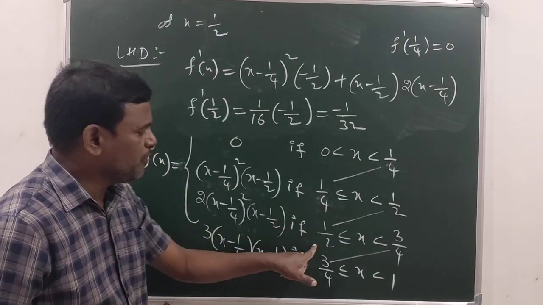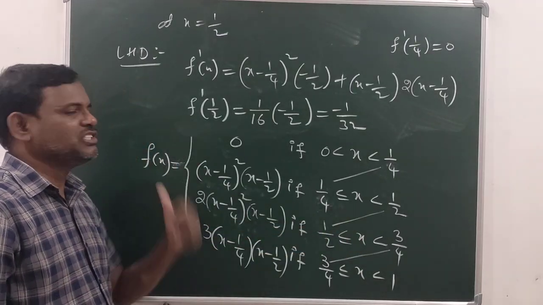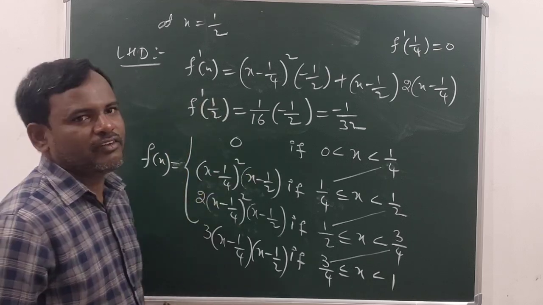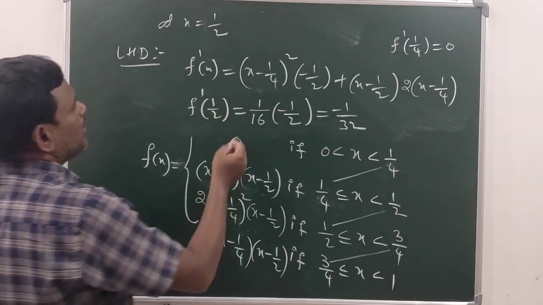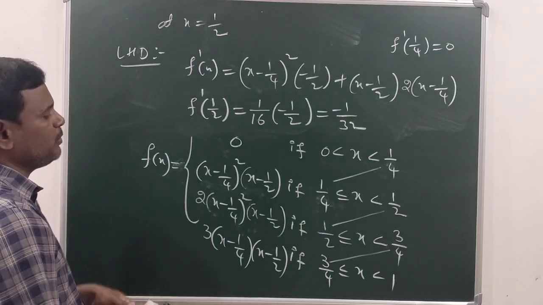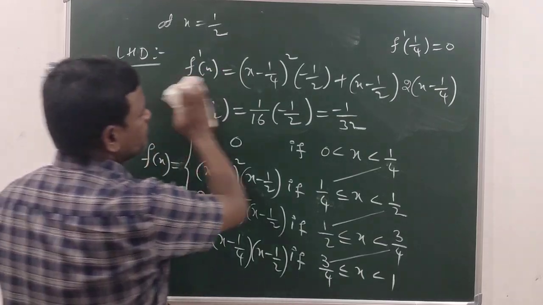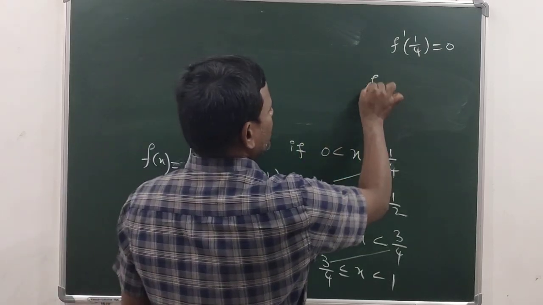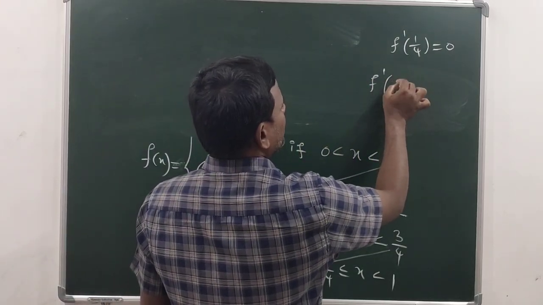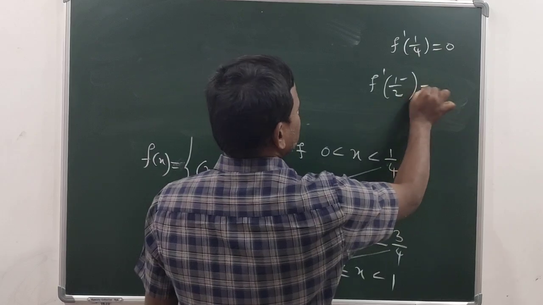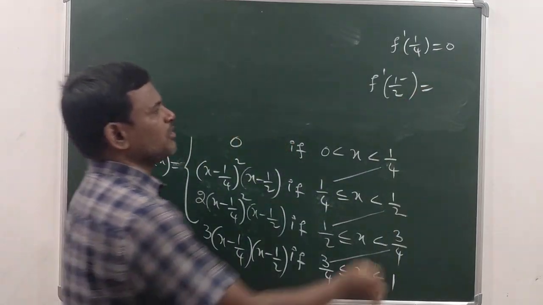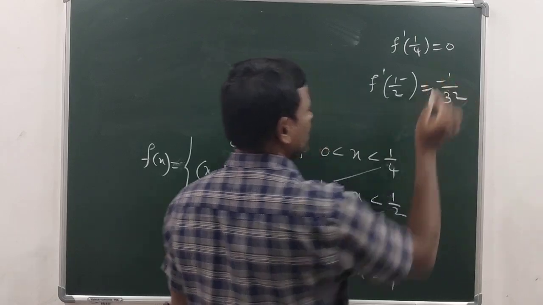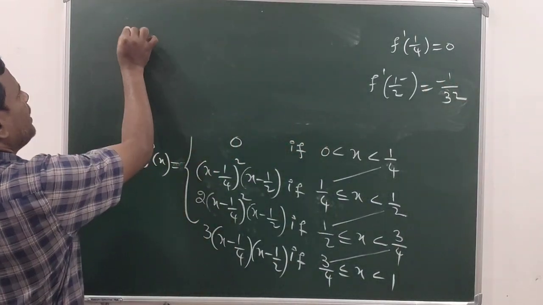At x equal to 1 by 2, we checked continuity, so this was continuous. Then I did the derivative. Left hand derivative I got minus 1 by 32. Now find the right hand derivative.